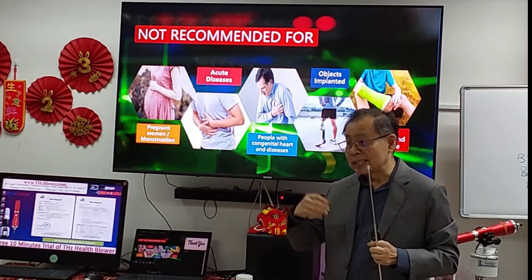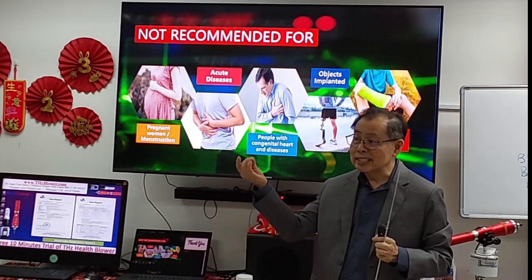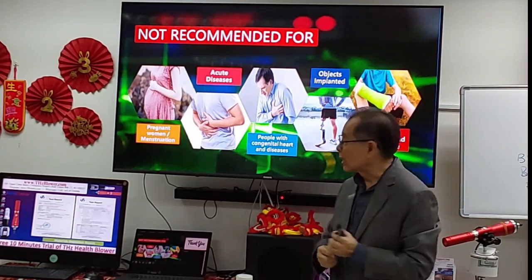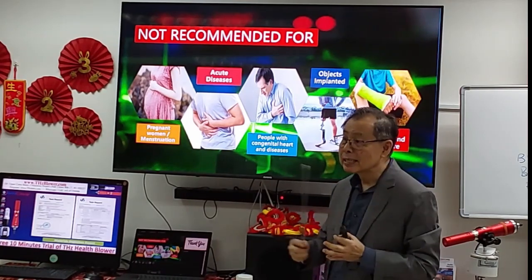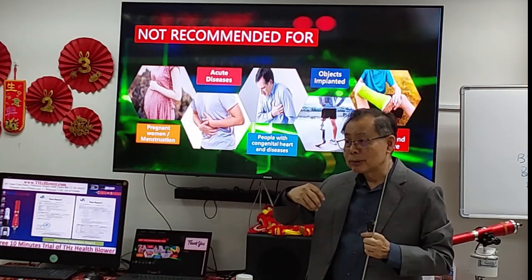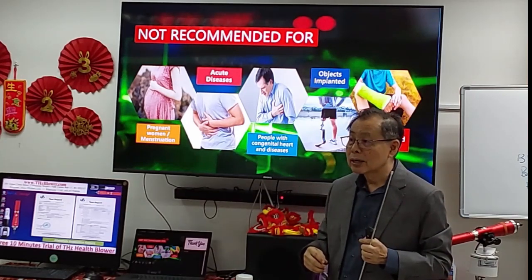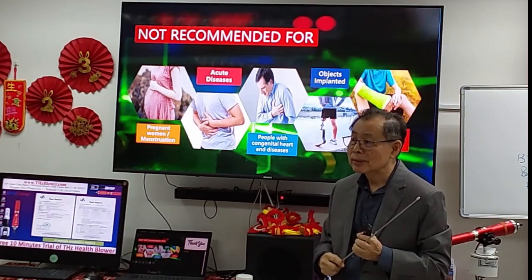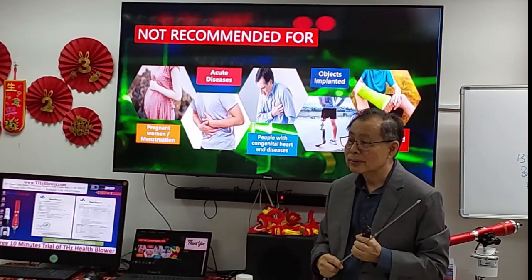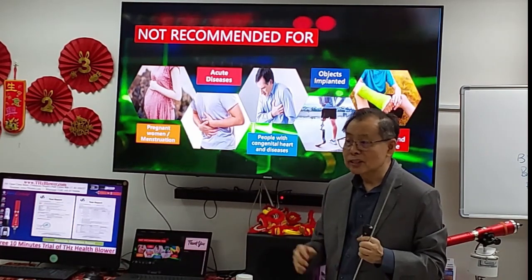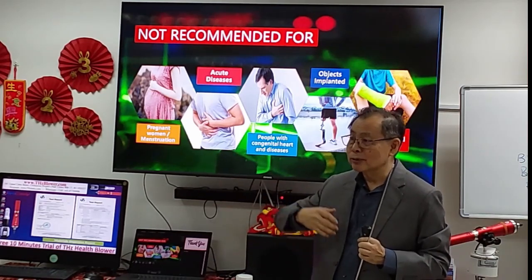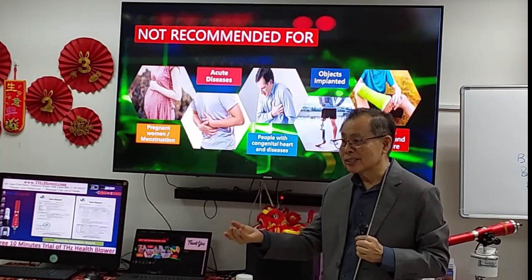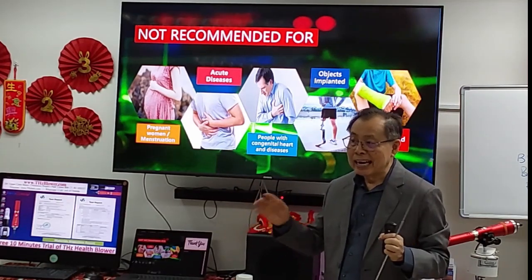Congenital has to be dealt with separately. In other words, it's due to genetic causes. You mean this is not recommended for pregnant women? No. How about the people with congenital? Congenital is due to genetic causes which you get from birth, which needs proper evaluation. You don't know everything about it.